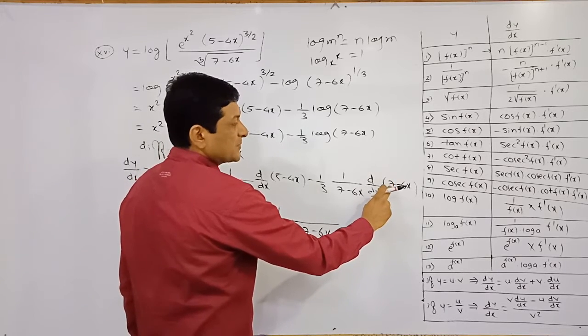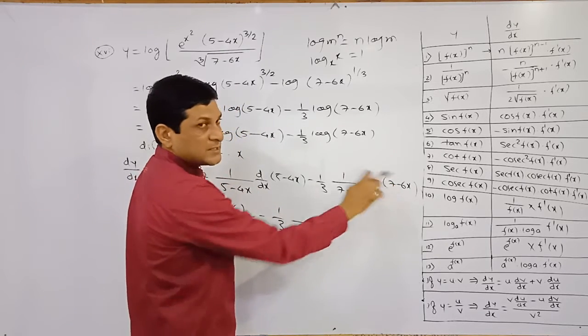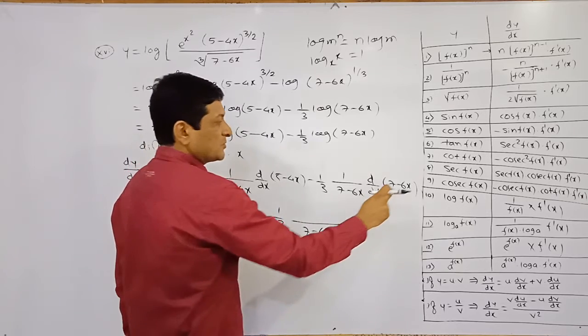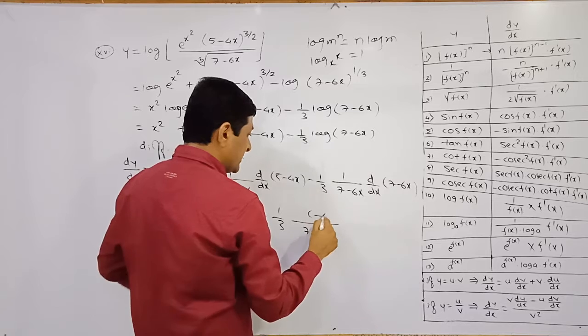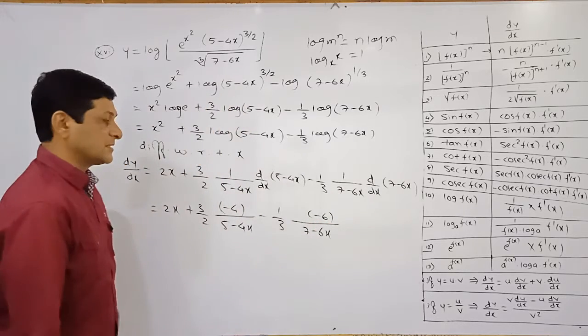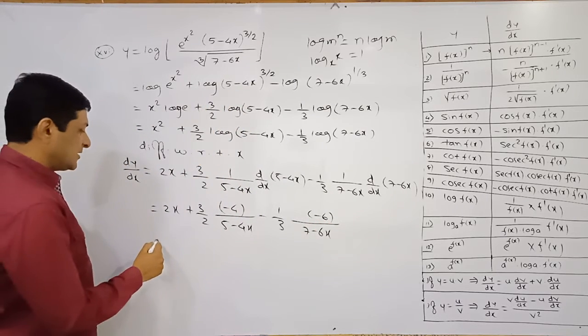Now what is the derivative of 7 minus 6x? 7 is a constant term, so its derivative will be equal to 0. And the derivative of minus 6x will be equal to minus 6. So here its derivative will be equal to minus 6. Now the remaining part is just the simplification part.